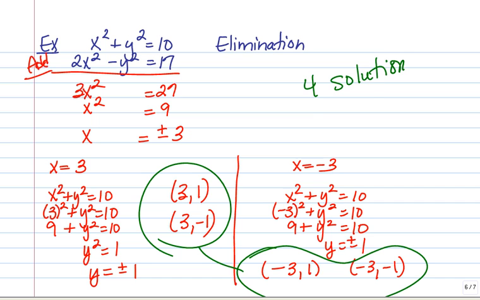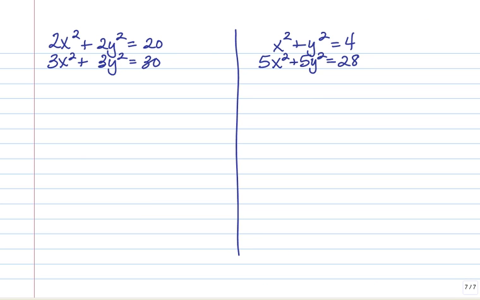Now, this is a circle and a hyperbola. I'm not going to graph it precisely here, but just to give you the picture of what's happening, it looks something like this. So there are 4 solutions that we would have. Okay. Now, let me conclude with 2 last examples here, working with elimination as well.